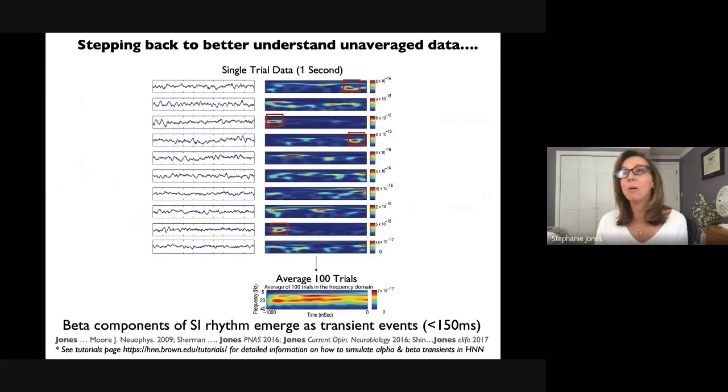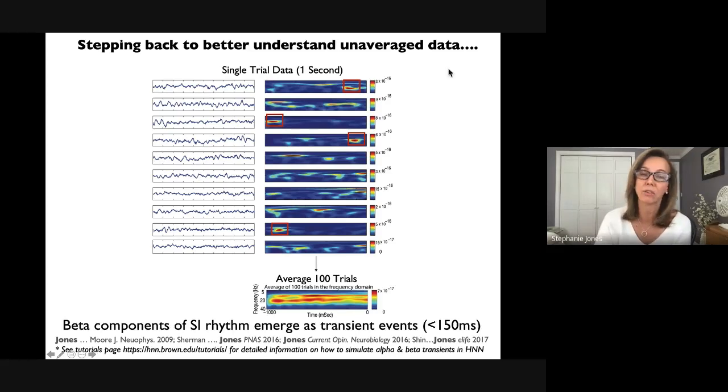Okay, so now what? So our stimulation pattern didn't work, right? We tried to recreate and entrain this alpha oscillation. We didn't entrain alpha. And so we've been taking a step back over the last few years and looking more closely at our data. And what we find is that there isn't this ongoing alpha oscillation. There isn't an ongoing beta oscillation.